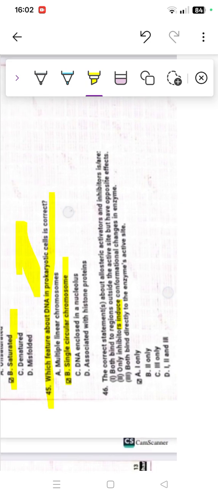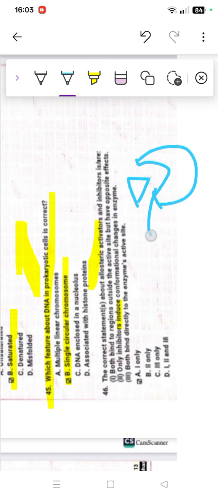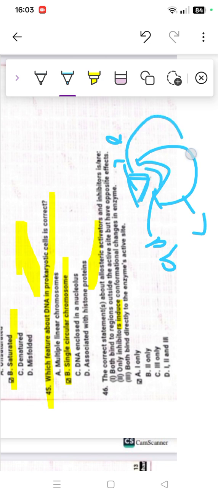Okay, the correct statement about allosteric activator and inhibitor. See, if this is the enzyme, and here we get a shape like this. This region is called the active site, this is the enzyme, this is the substrate. Instead of attaching to this active site, it gets attached to a different part, like here. So this site is called the allosteric site. Allosteric activators speed up the reaction, inhibitors simply stop the chemical reaction. Inhibit means to stop something, right? So which statements are right?